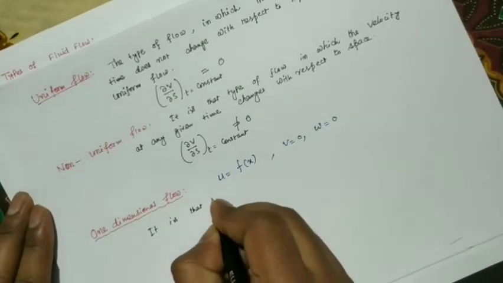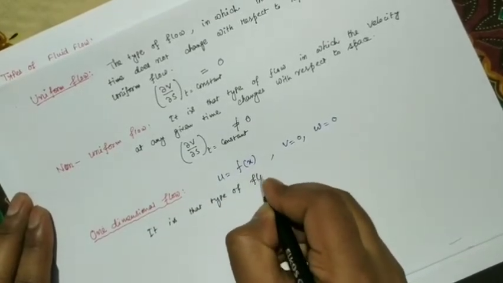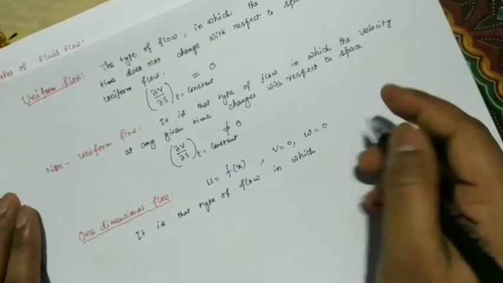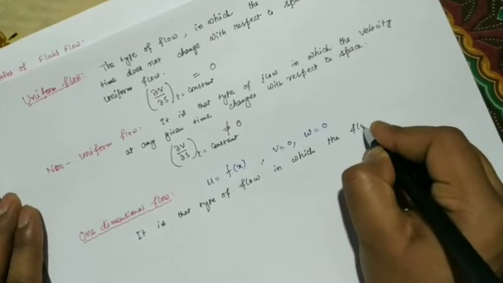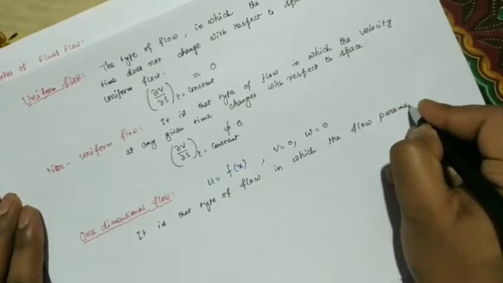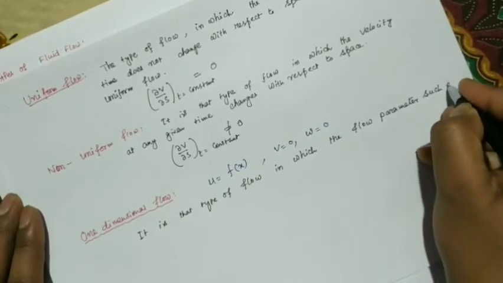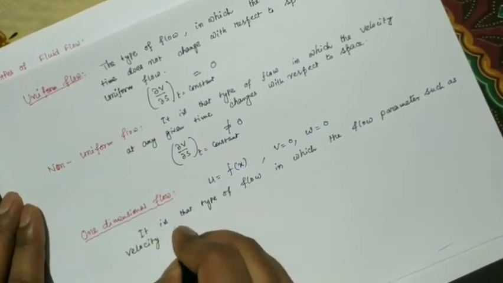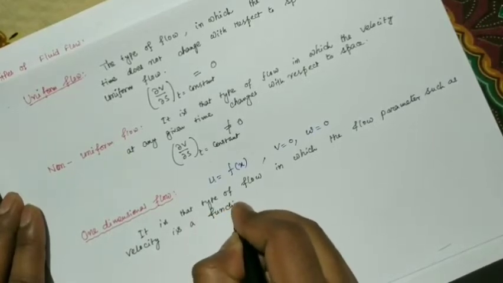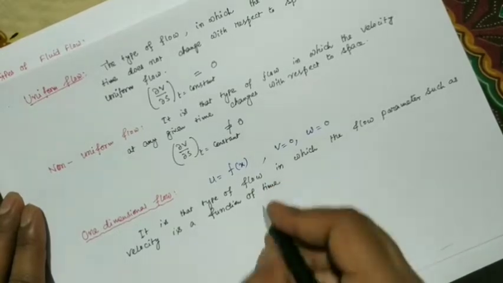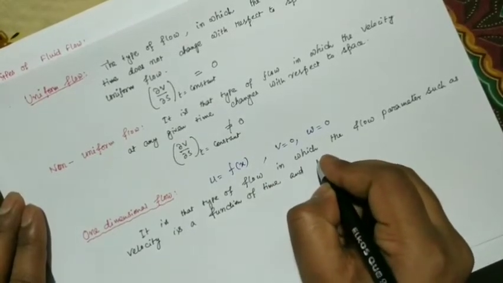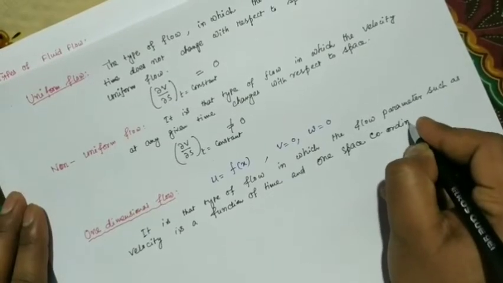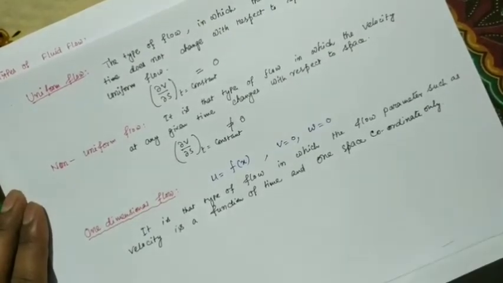So in language what we can write, it is that type of flow in which the flow parameter such as velocity is a function of time and one space coordinate only. Okay, understood?